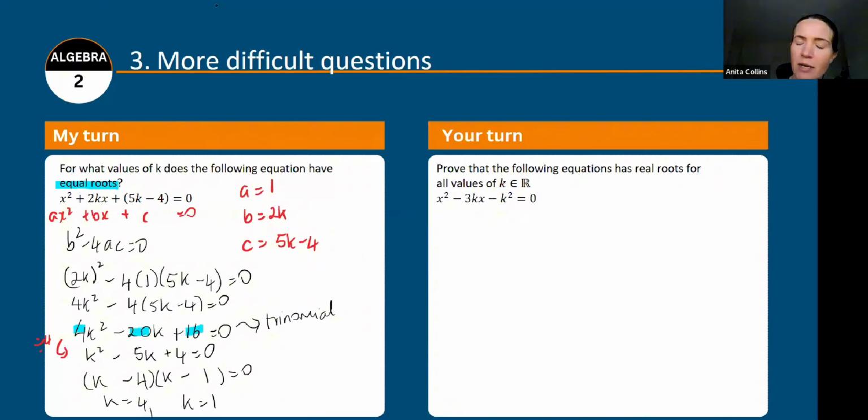Let's reread the question, make sure we've answered what we were asked. For what values, plural, of k does the equation have equal roots? We took the equation to have equal roots when we let the discriminant equal 0. We did some stuff and we've come up with 2 values of k. That's us done. Write down that worked example, write in any annotations you need to, and have a go at the question on the right.